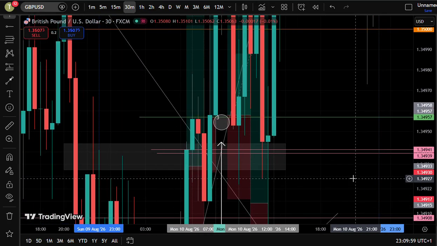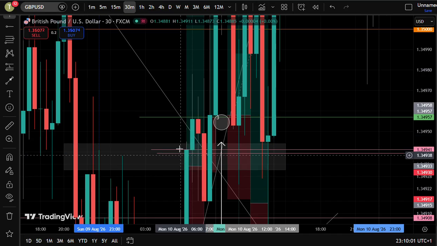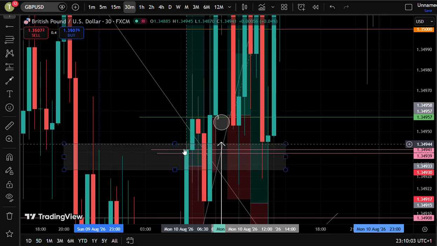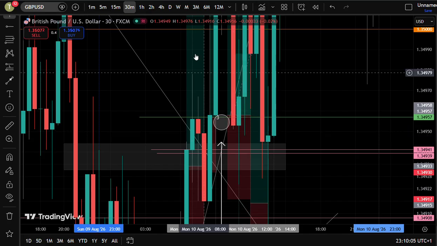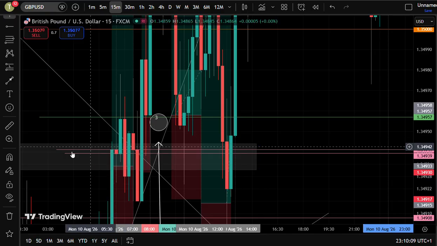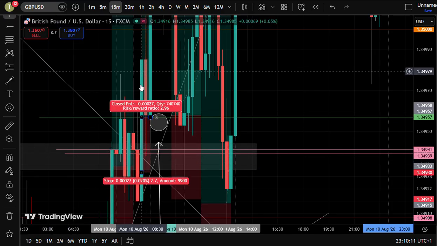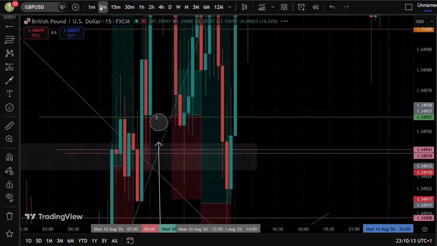Can you see the second entry? Yeah, the second. Can you see this QM? This is a QM level. So if you come here, you go to 15 minutes. You see as I arranged it. So you see as price tapped it. Come to the 5 minutes.